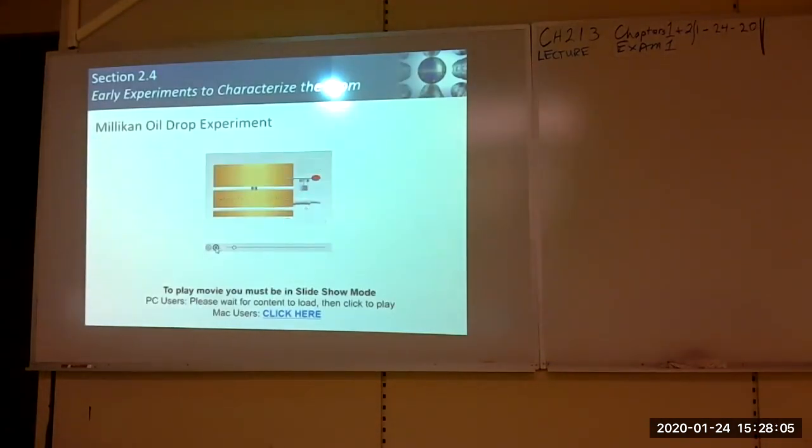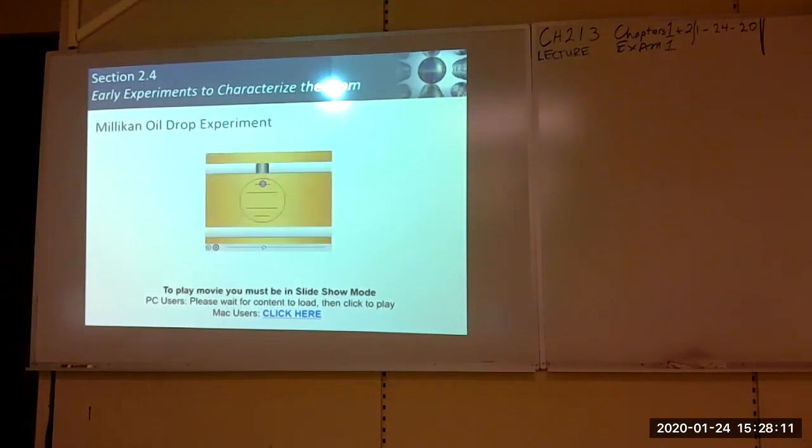Mist of oil drops is sprayed into the top chamber. Oil drops acquire a charge from air molecules ionized by an X-ray source. When the voltage on the charged plates is adjusted properly, the drop can be suspended between the plates. Several measurements allow determination of the charge of a single electron.